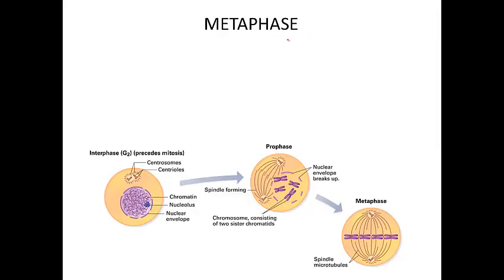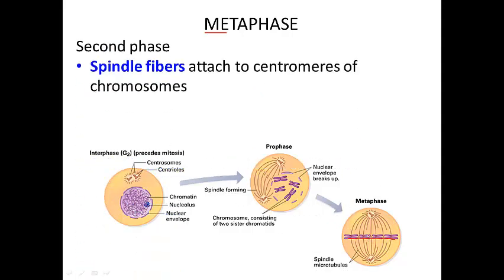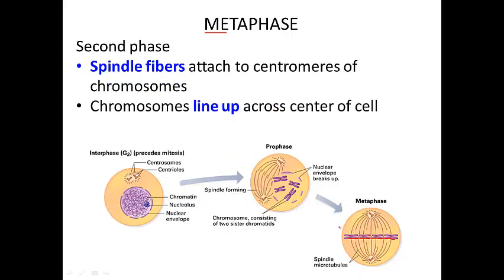In metaphase, an easy way to remember what happens is M for metaphase, M for middle. The chromosomes are going to line up in the middle of a cell like you see right here. This is obviously the second phase, PMAT. The spindle fibers are now attached to the centromeres, and they're going to be pulling the chromosomes so that they are lined up again in the middle.